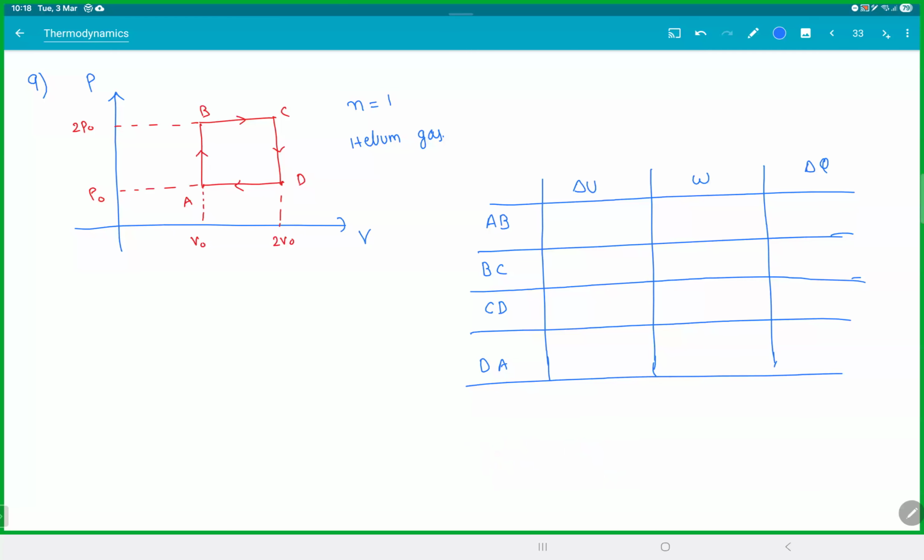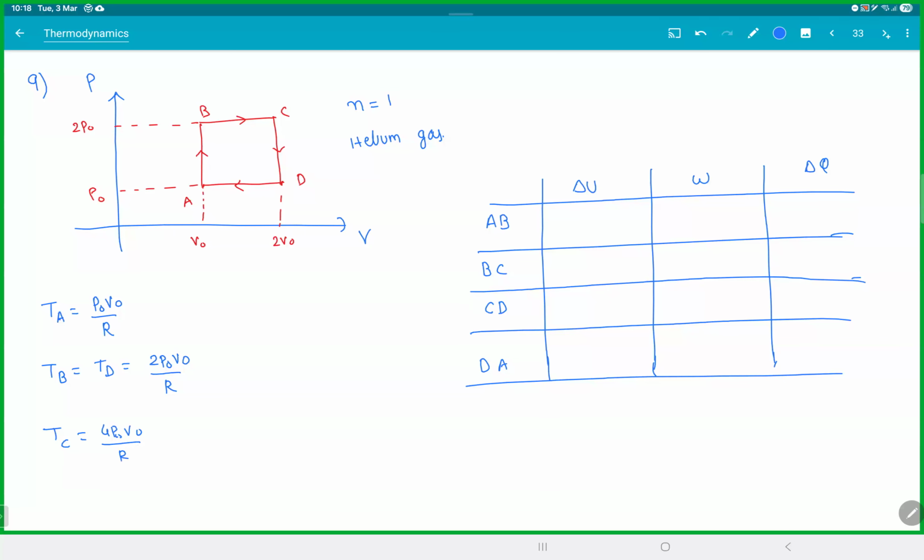So think about this. If you want to find delta U, nCv delta T, you need to know the temperature. That is how it starts. So if you know the temperature, everything falls in place. So let's find the temperature first of all. What is temperature at A? PV by nR. So that's P naught, V naught, n is 1, and that is R. Temperature at B and temperature at D both are equal, which is 2 P naught V naught by R. Temperature at C is 4 P naught V naught by R.